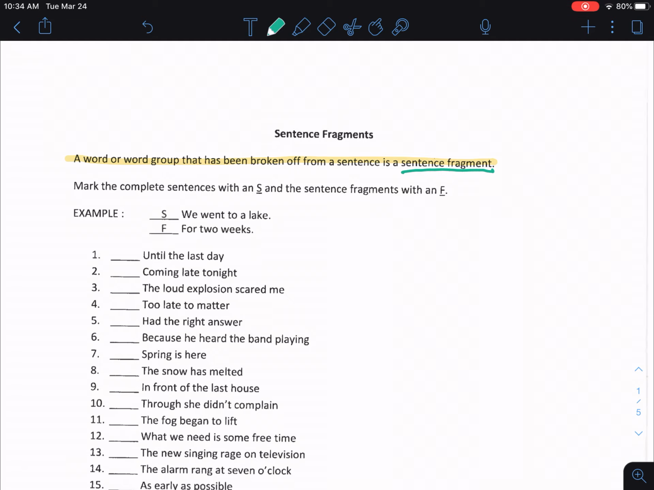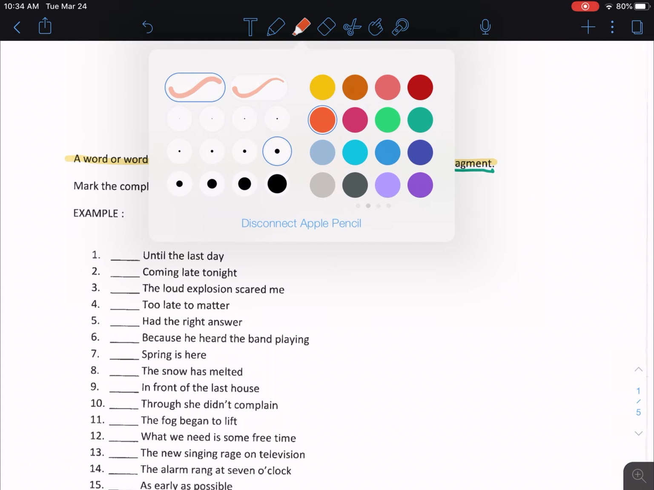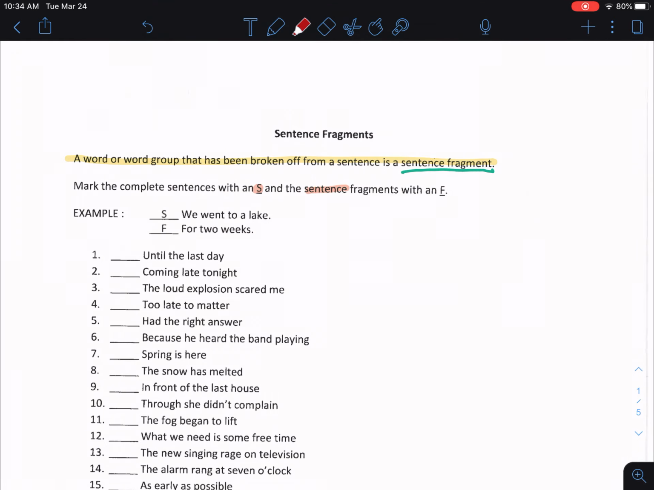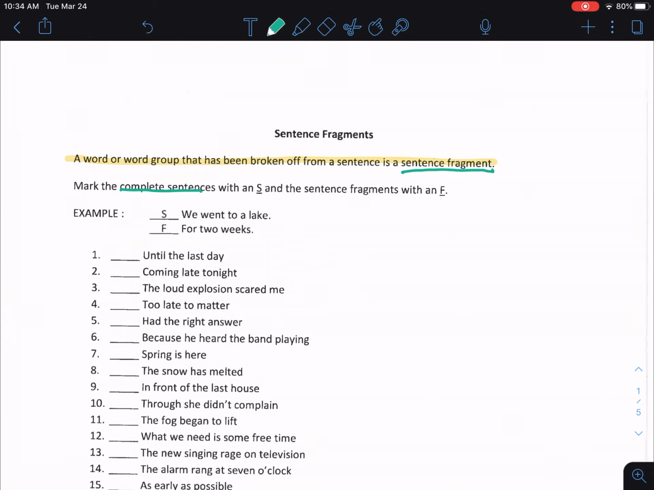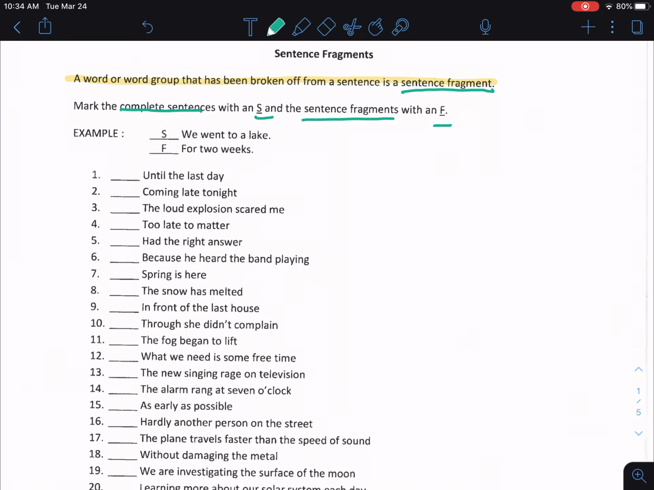Okay, so it says mark complete sentences with an S and mark, oh, hold on, I'm messing this all kinds of up. Sorry, guys. So mark complete sentences with an S and mark sentence fragments with an F. Okay? The example would say, we went to the lake. And that is a complete sentence because we is the subject and went is the predicate verb. Now the next one says, for 2 weeks. Well, that's just a fragment because it's just telling me amount of time. It doesn't give me any details.